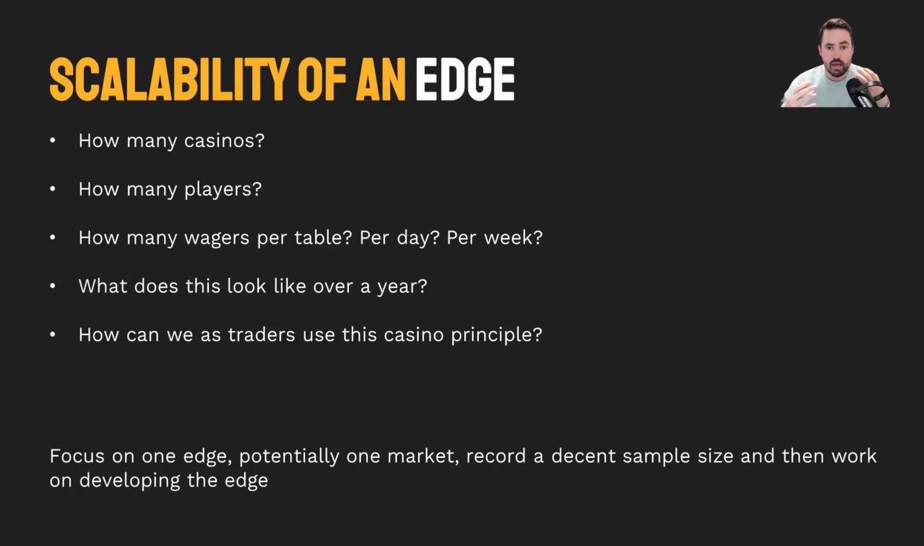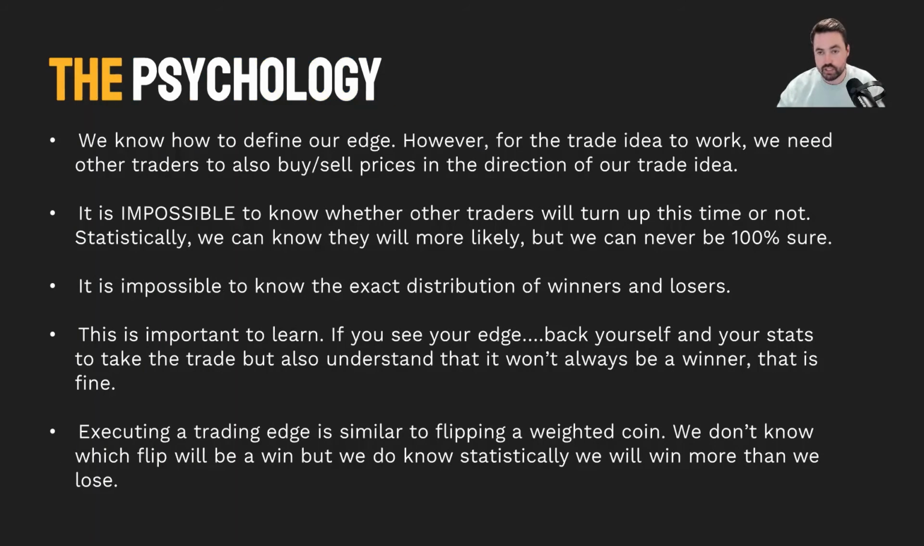And this is when you think about how many trades you take a day, a week. What does that look like over a year? We've got to understand how we can use this principle for our own trading. So if I have an edge, I'm just going to focus on that, maybe in just one market, and get a sample size. I'm going to work on developing that edge and realize that over a week, over a month, over a quarter, over a year, this is when you start to see those numbers really pick up. Now, of course, we've got to talk about risk reward, and that will come shortly.